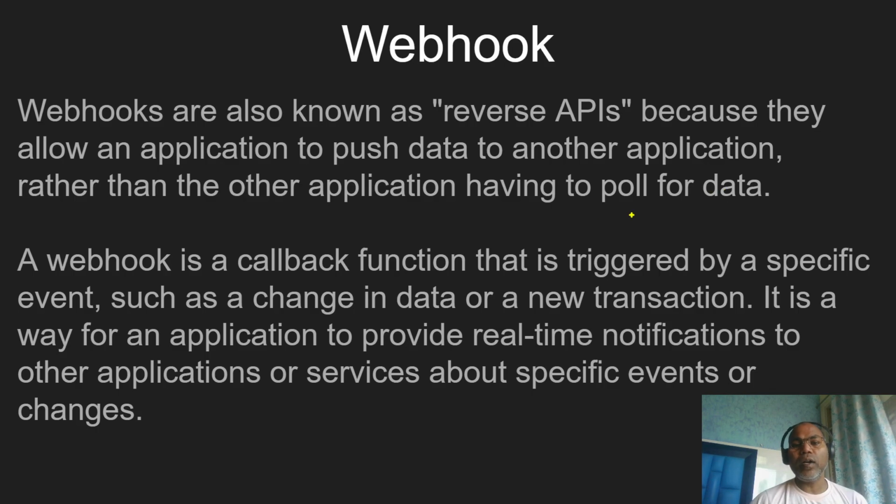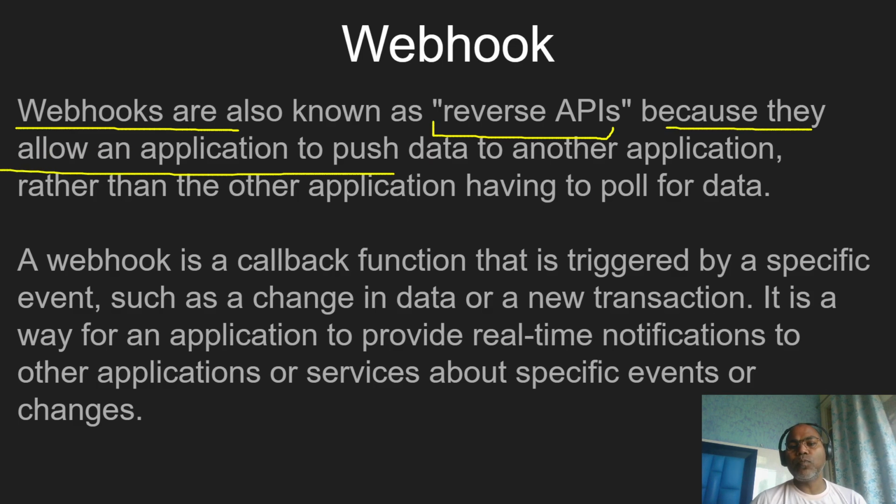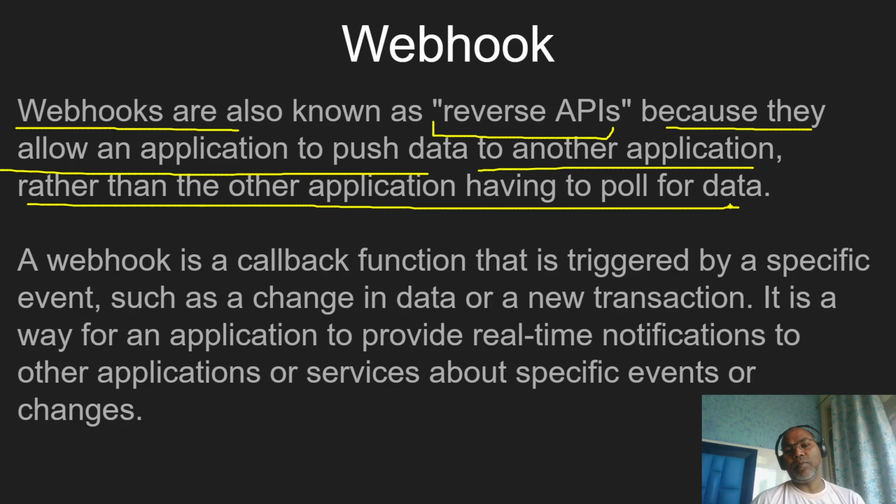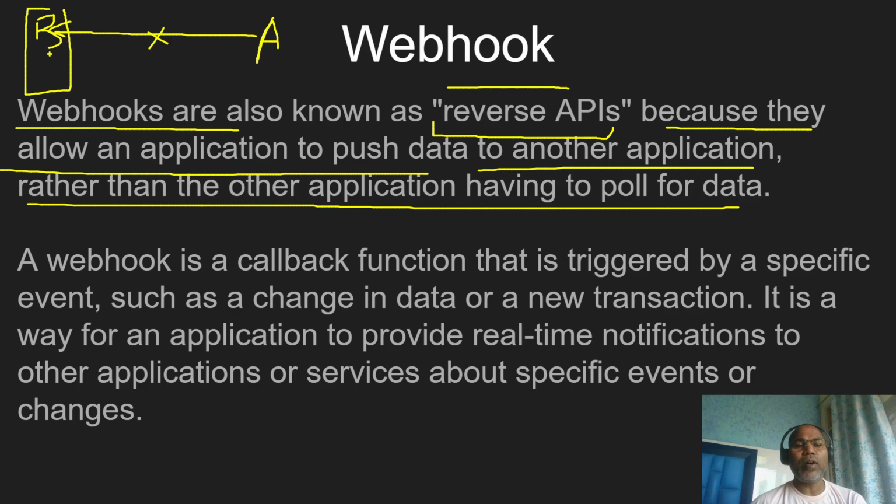Another way to say it, webhook is sometimes also known as a reverse API, right? Because it allows an application to push data to another application rather than the application polling for the data. So you can say it's a reverse API kind of thing. Instead of application A saying I am going to call B, it says I'm not going to ask you; whenever any event happens for me, you just call my API, you just send me the data, you push me data. Webhook is also considered a reverse API.